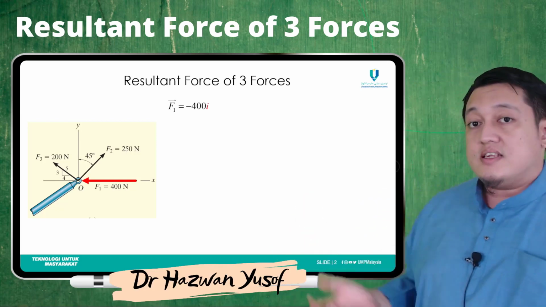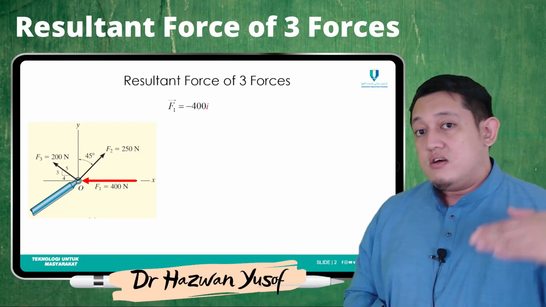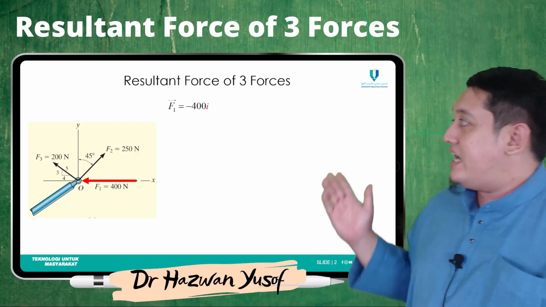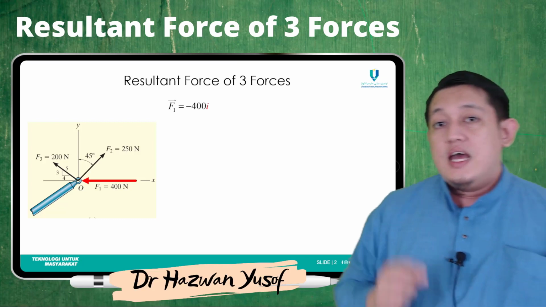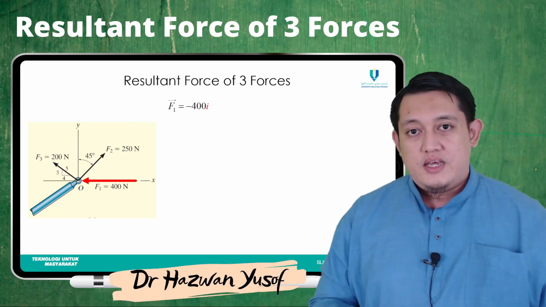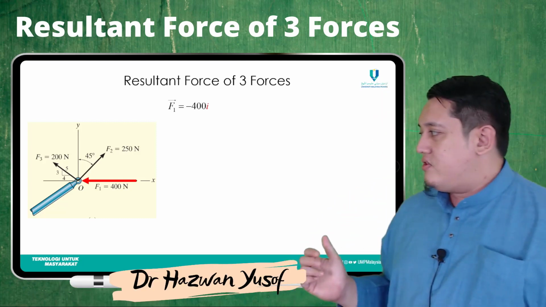If you get this kind of force where it is acting along a single axis only, make sure to write it down like this: the magnitude of the force and then the direction of the force, whether it is i, j or k. Simple.